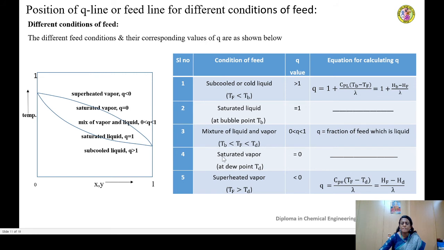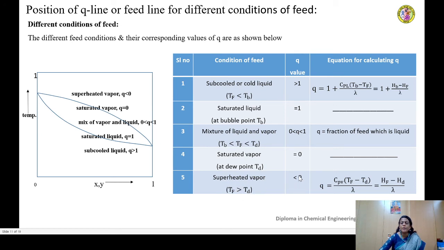Okay. In the next condition, that is the saturated vapor condition, the feed temperature Tf will be equal to Td. That means it enters in the form of a saturated vapor at its dew point. So for this condition, Q value will be equal to 0. No requirement of calculation. So in the condition of superheated vapor, the temperature of feed will be greater than the dew point.